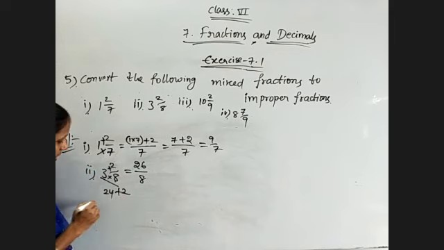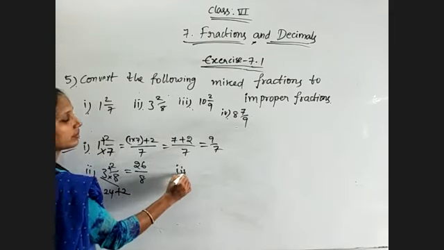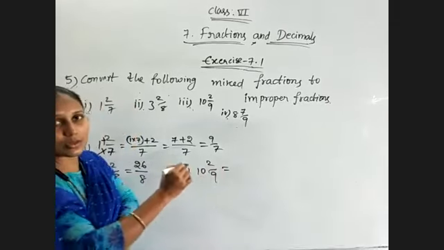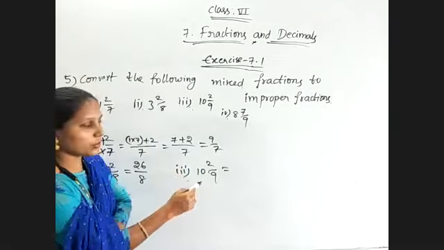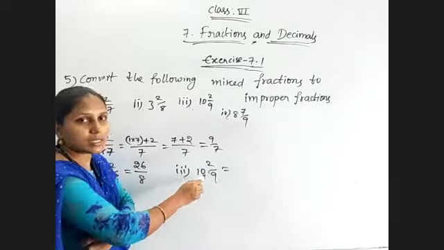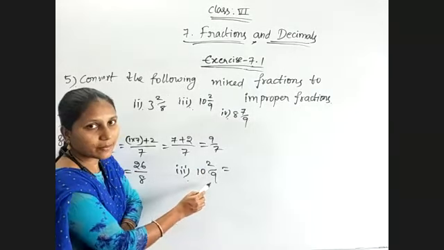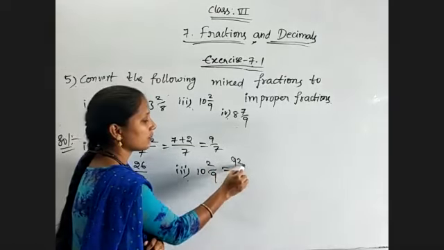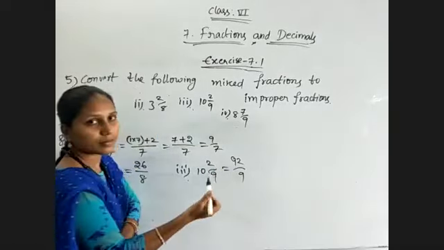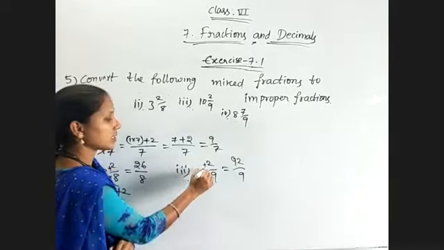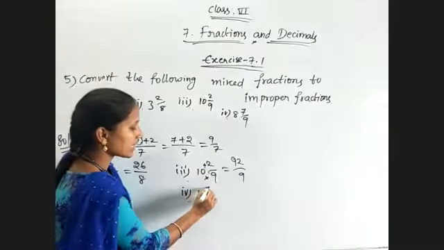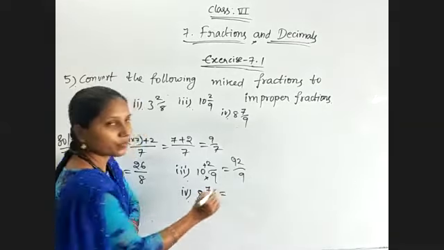Now coming to the third problem. 10 2 by 9. So I hope you understood this. First what we have to do, multiply these two numbers. 10 9s are 90. 90 plus 2. So 92 by 9. Then coming to the fourth problem, 8 7 by 9.